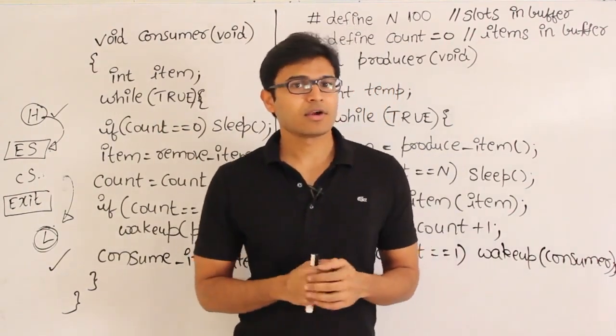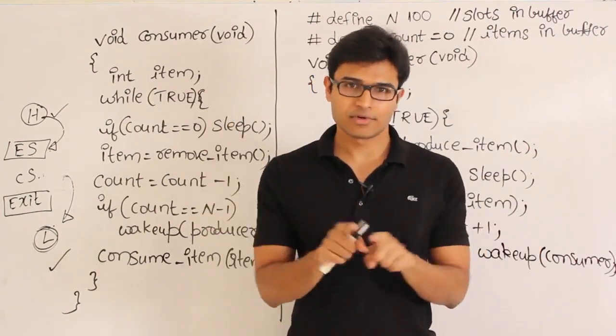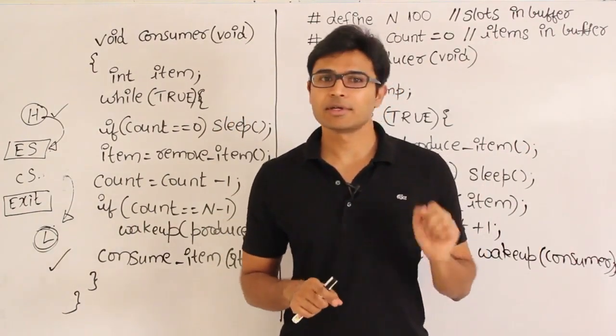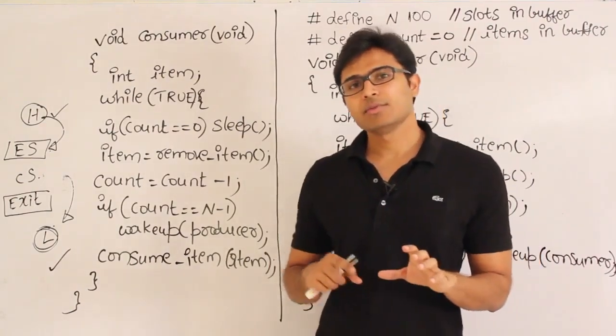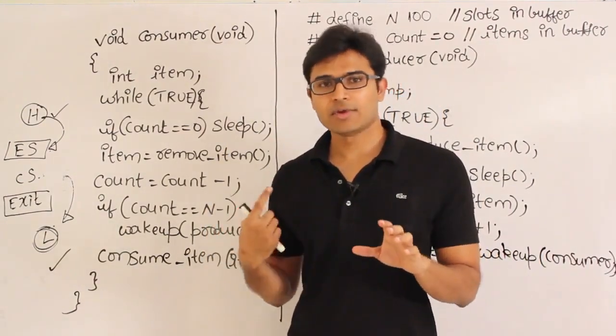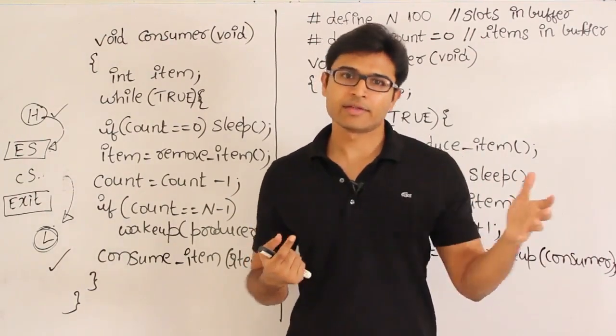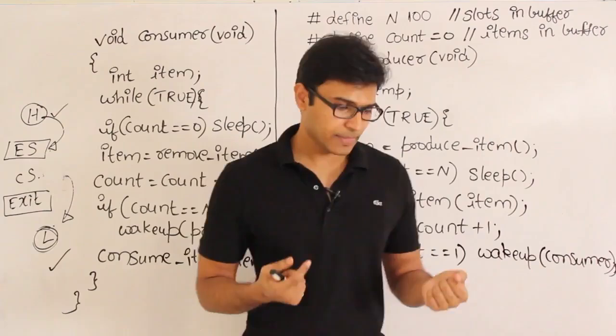And now in order to read and write, both of them will be using something called a buffer. Buffer is nothing but memory, right? So I'll explain how the producer will produce the items, and how the consumer will read the items, and how we can use sleep and wake up instead of the Peterson solution or any other solution with busy waiting. Now let's see this.